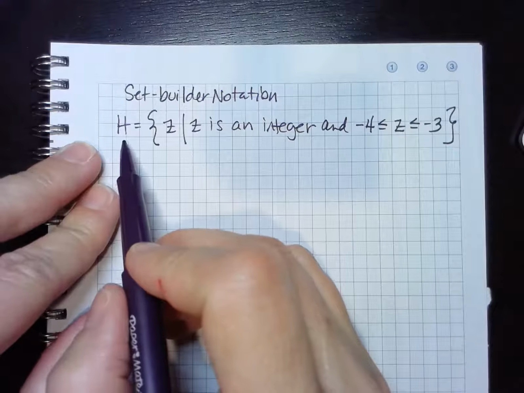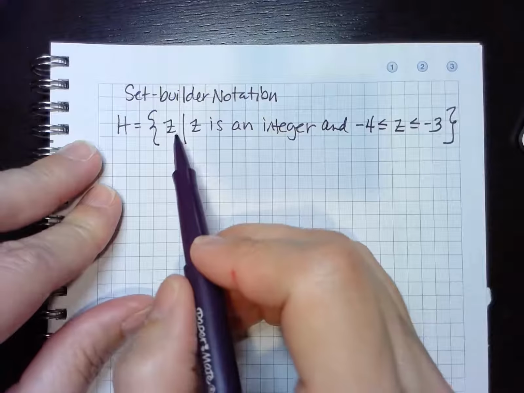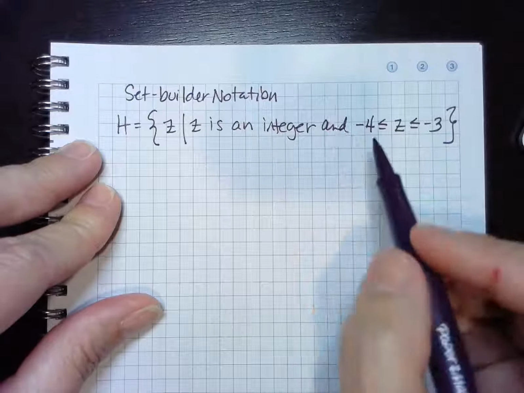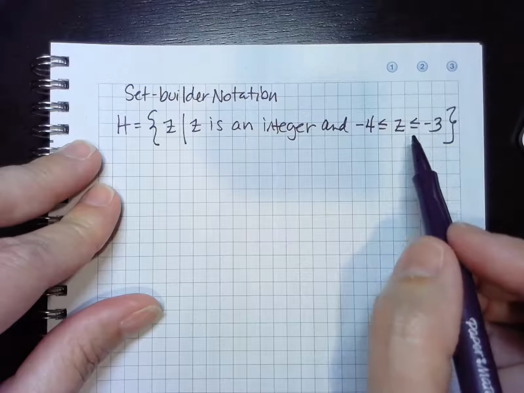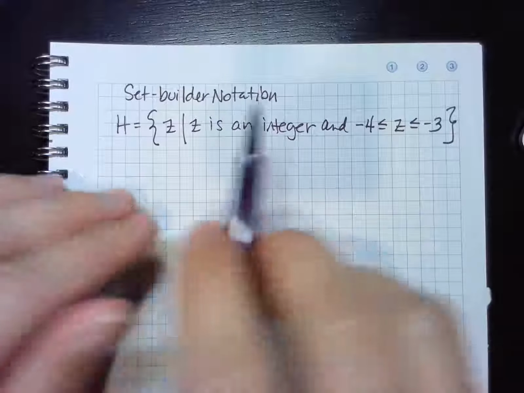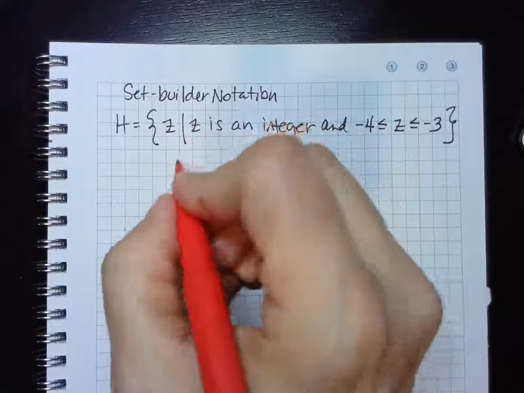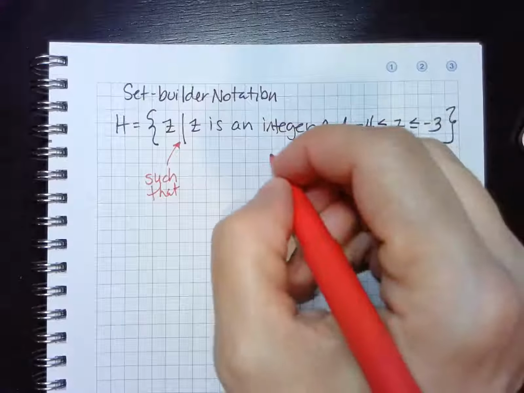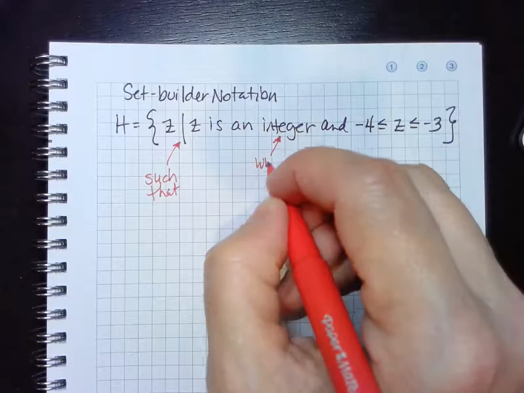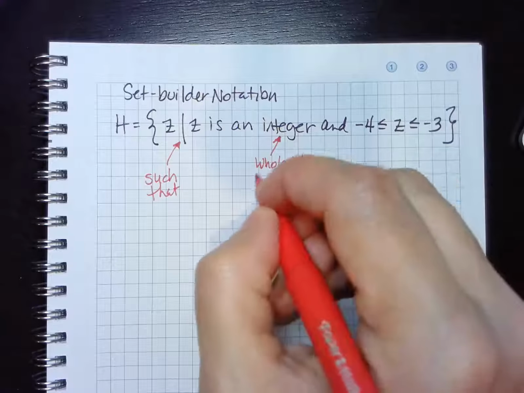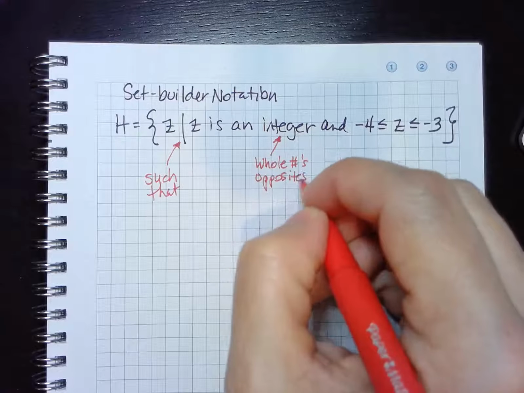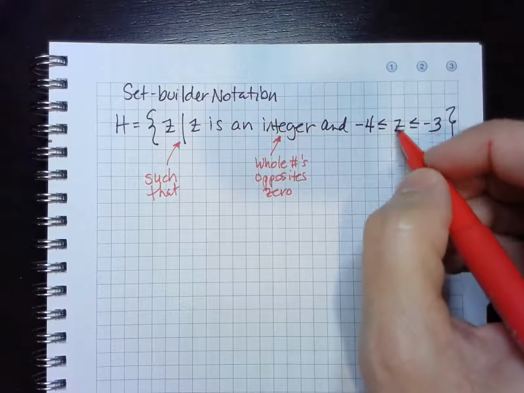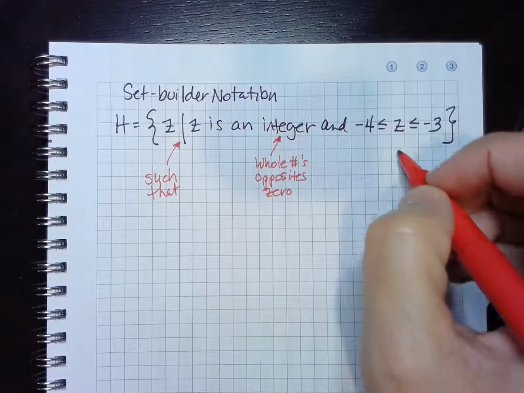Okay, so this is the set H. So H is the set of z's such that z is an integer and -4 is less than or equal to z, which is less than or equal to -3. So a couple things that you need to remember. This line right here, you read such that. Integers, those are going to be your whole numbers, their opposites, and 0.